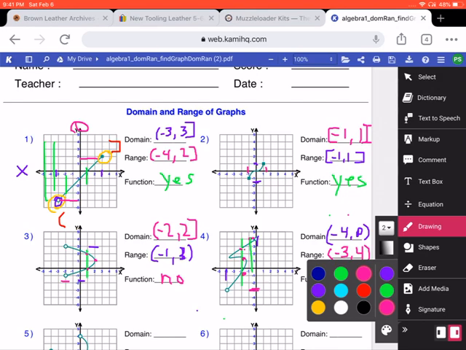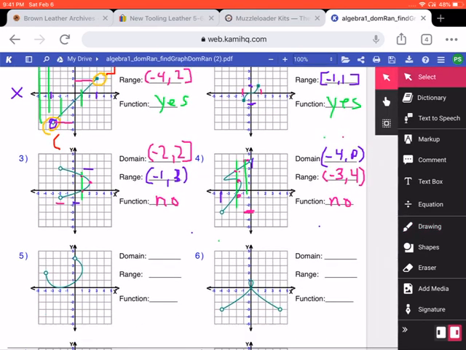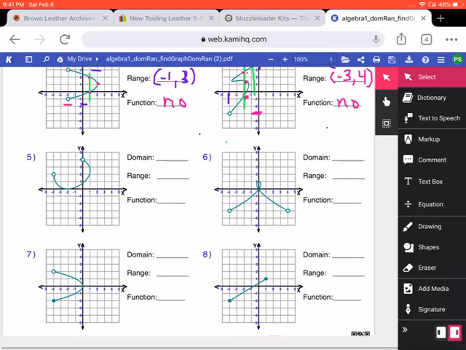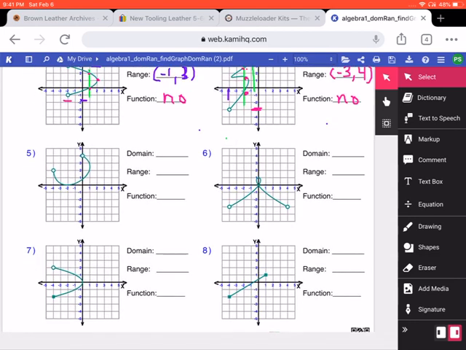Okay, now for these next two, I would like for you to, on number 5, pause the video for a minute and see if you can figure out what number 5's domain, range, and whether it's a function or not. And then restart the video and we'll work it together and you can check and see for sure whether or not you got the answer right.